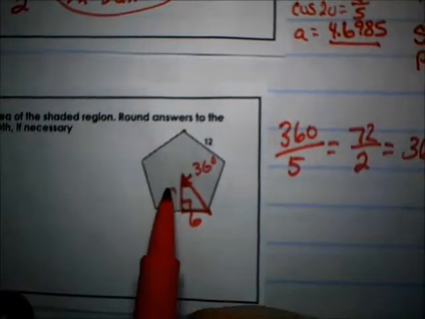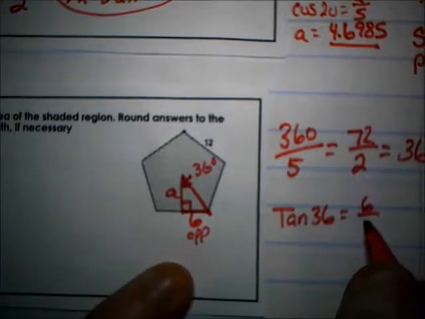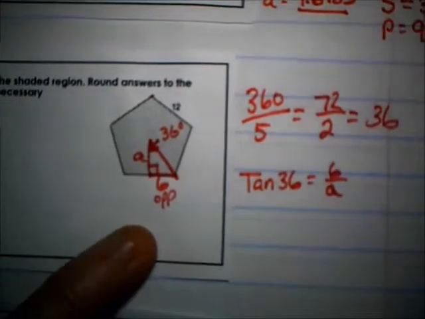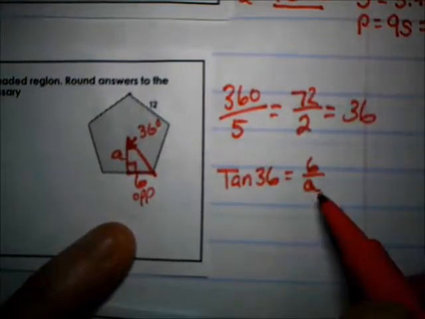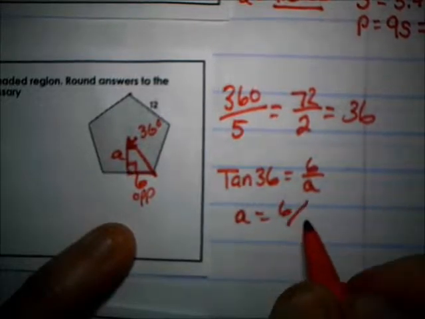I need to find the apothem, so that means I'm going to do opposite over adjacent, which is your tangent ratio of 36, is equal to 6 over A. And I'm going to cross multiply and then divide, so that means the A is actually going to be 6 divided by the tangent of 36. This is the one that flip-flops because of where it's at.